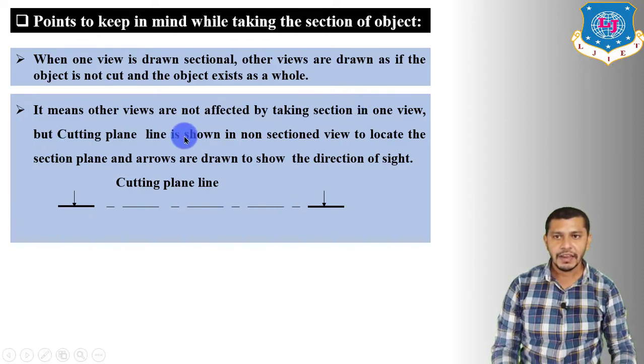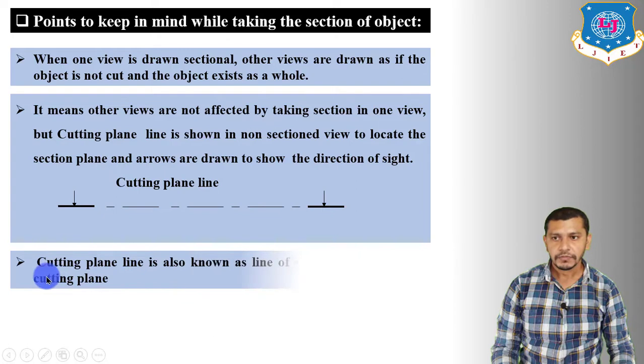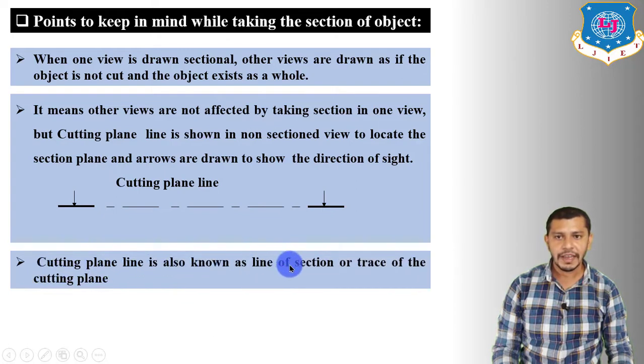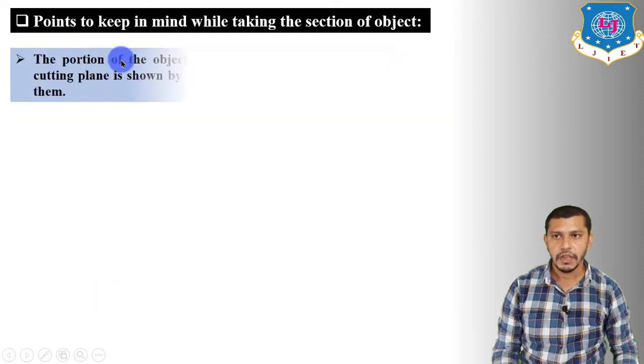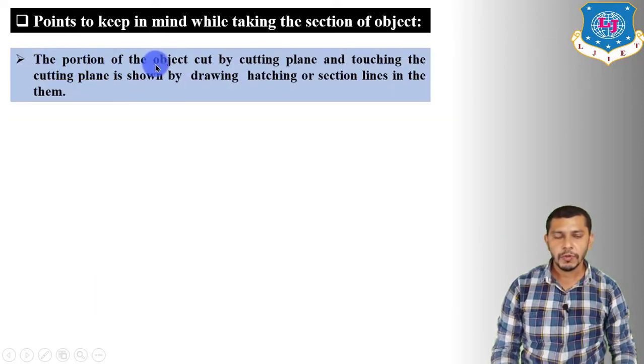But the cutting plane line is shown in the non-sectional views to locate the sectional plane, and arrows are drawn to show the direction of the sight. So we have to show the cutting plane line in the non-sectional views, with arrows to show the direction of sight. The cutting plane line is also known as the line of section or trace of the cutting plane.